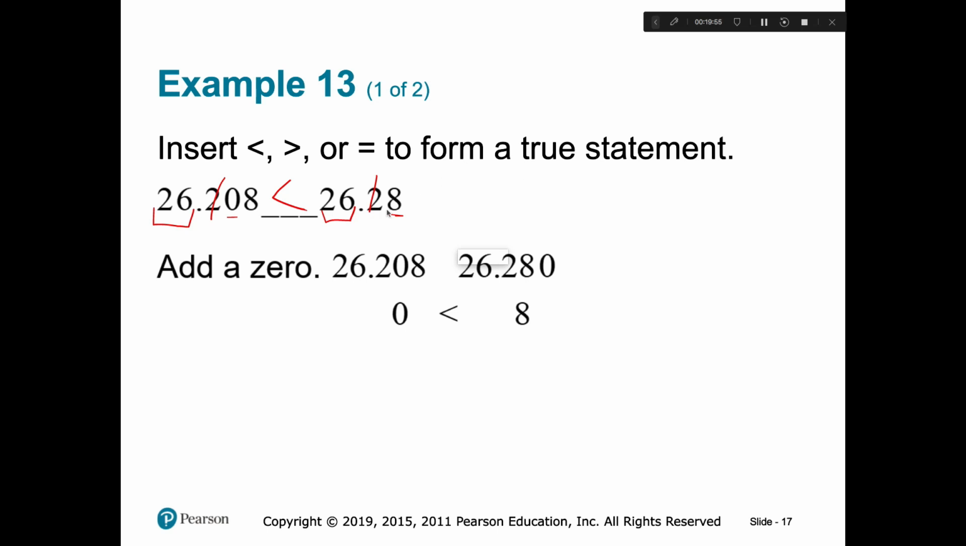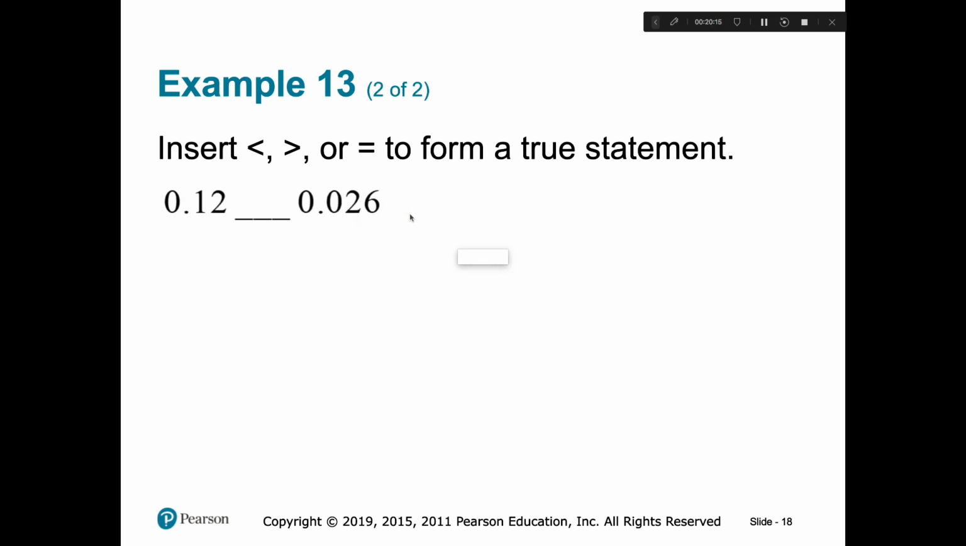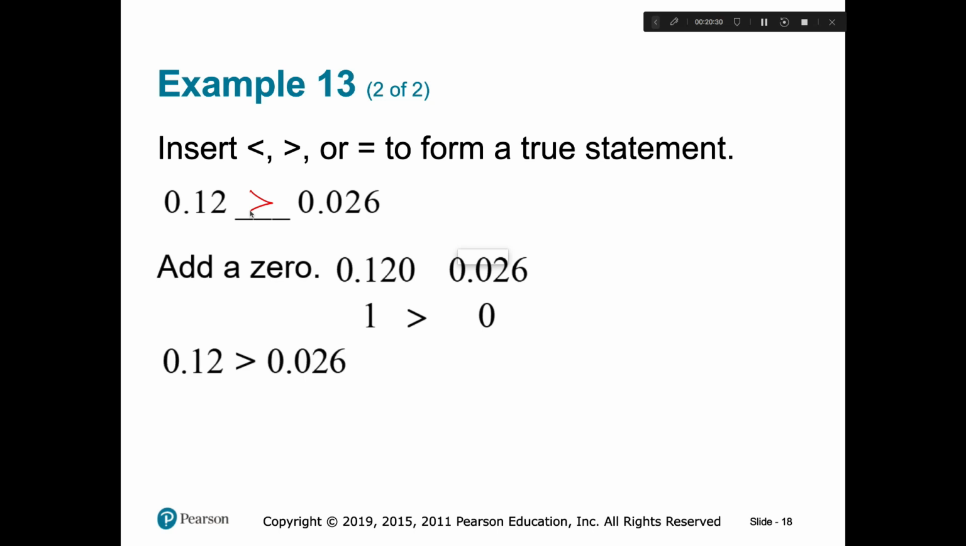It says if you need to, you can add a 0 after that so they have the same amount of digits in their place value. Okay, if you need to do that. At this point, we did not because we knew our 0 was less than our 8. Next, we have 12 hundredths and 26 thousandths. This one is bigger because the 1 is bigger than the 0.